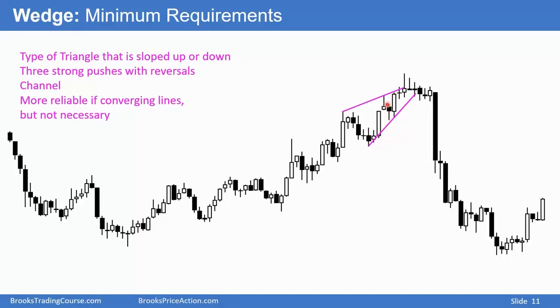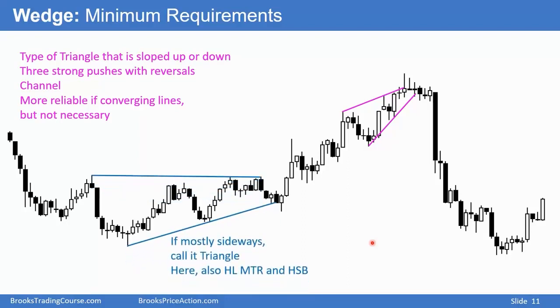There are always multiple ways to draw patterns. I'm picking this. Some computers will say this is the first push, second push, third push. Here we have three pushes up, one, two, three. It's a triangle. And since it's mostly horizontal, traders would refer to this as a triangle rather than a wedge.